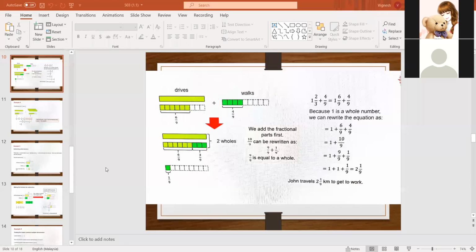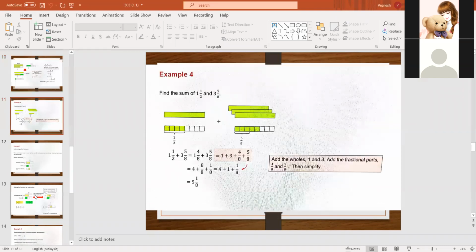Okay, so we're done with this slide. So we move to the next slide. Okay, example number 4 is the same. You have to find the sum, but both of the fractions are mixed numbers: 1 1/2 plus 3 5/8.